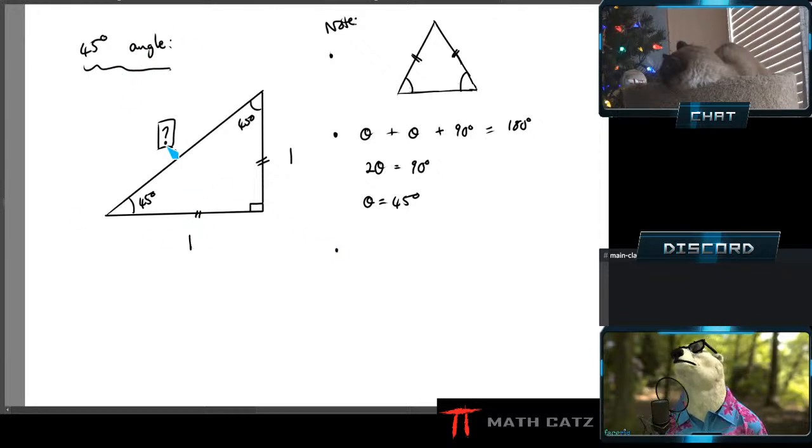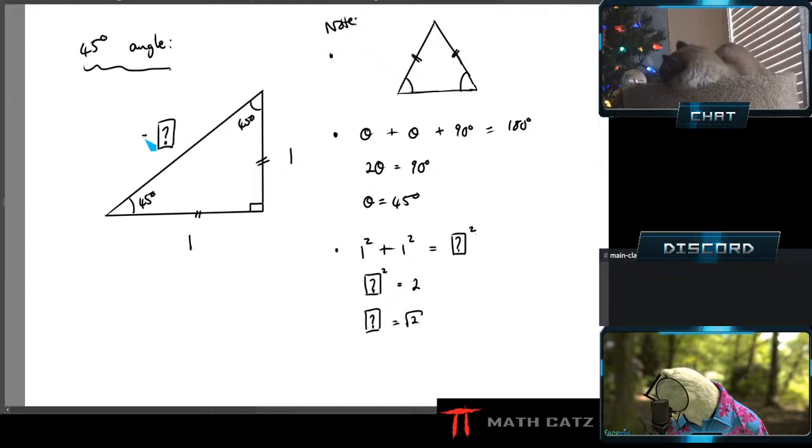Let's just figure out this other hypotenuse side. Well, the sum of the squares of the perpendicular sides equals the square of the hypotenuse. So I have the square of question mark in a box equals 1 plus 1, which is 2. So question mark in a box equals square root of 2. Let's update that: square root of 2.